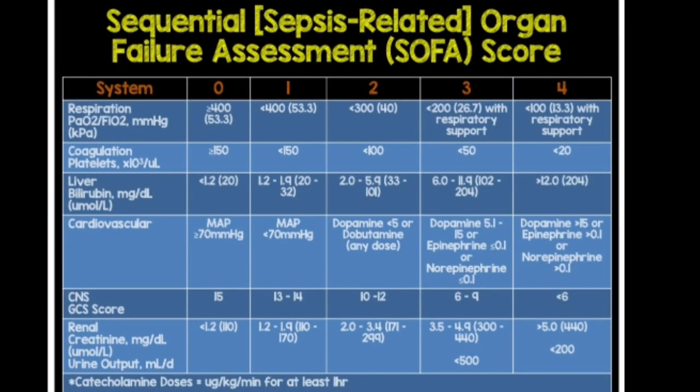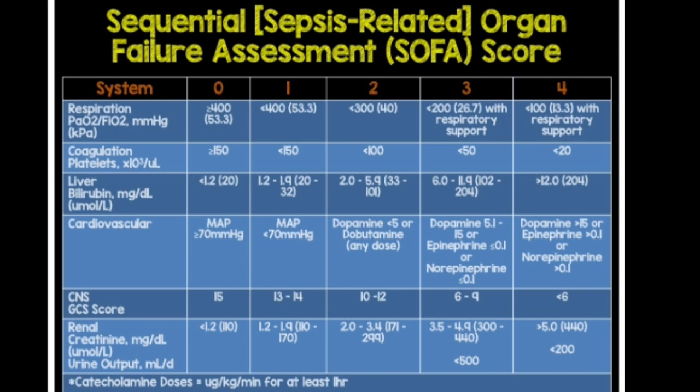Sequential organ failure assessment score. First we see the respiration, PaO2 by FiO2. If PaO2 by FiO2 is more than 400, score 0. If less than 400, score 1. If less than 300, score 2. If less than 200, score 3. And if less than 100, score 4.